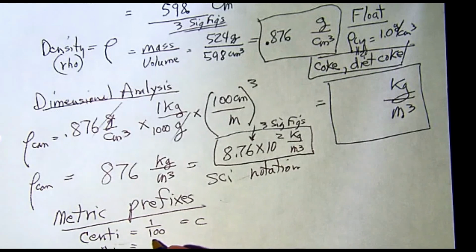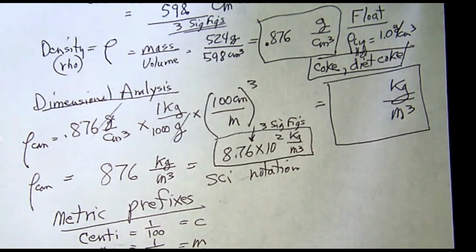Milli is a 1,000th, and that's a little m. And kilo, of course, is 1,000 times, and that's a K. All right, so centimeter, millimeter, kilogram, kilometer, all those kinds of things.